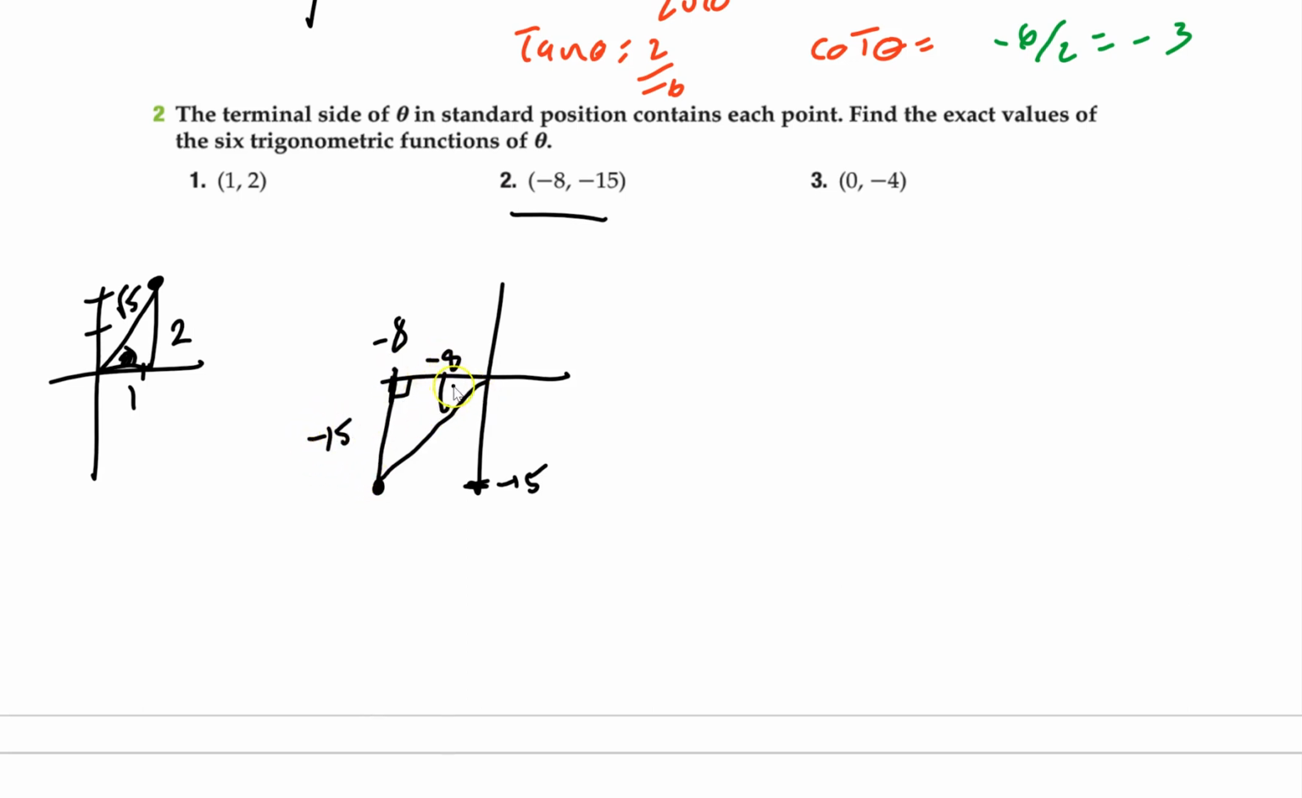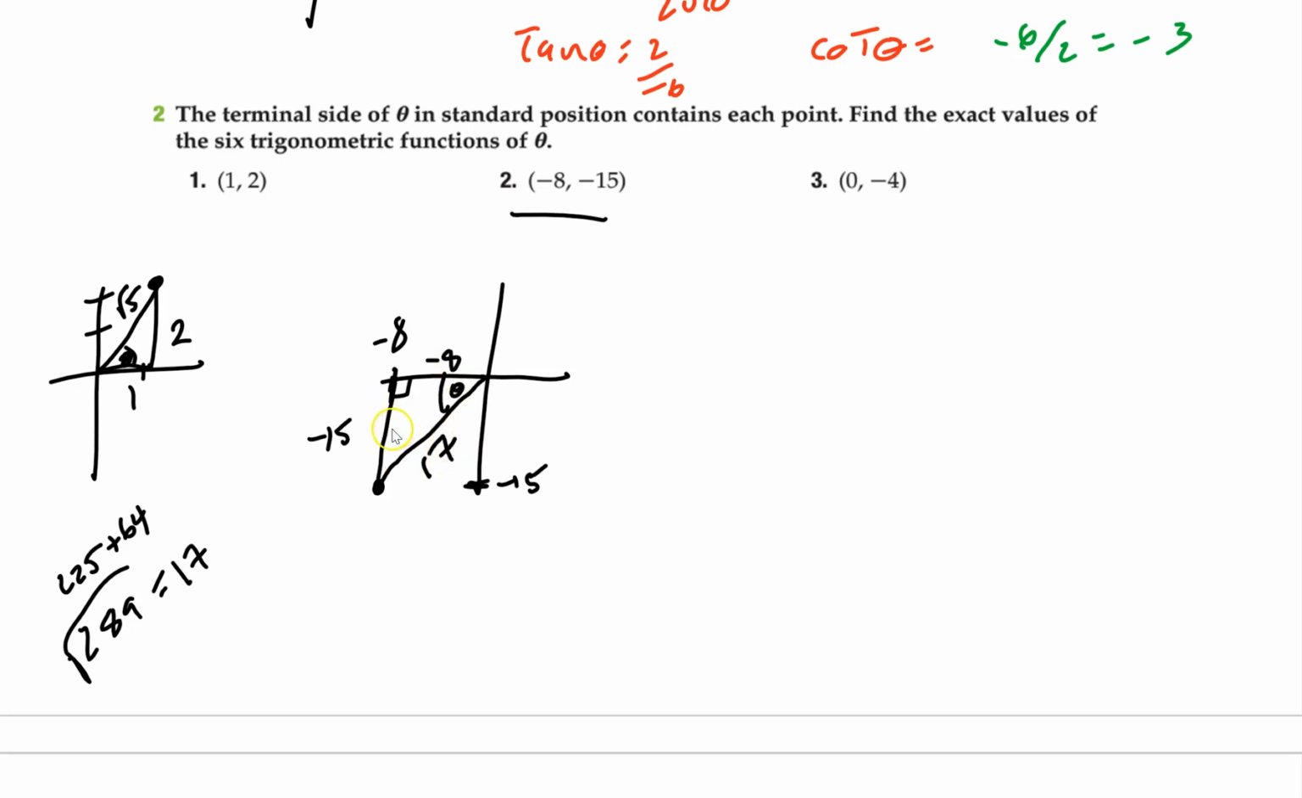Remember, this is your angle. I have to find the hypotenuse. 15 squared plus 8 squared, so 225 plus 64. That is 289. The square root of 289, I think, is 17. So I'm going to put a 17 right there.